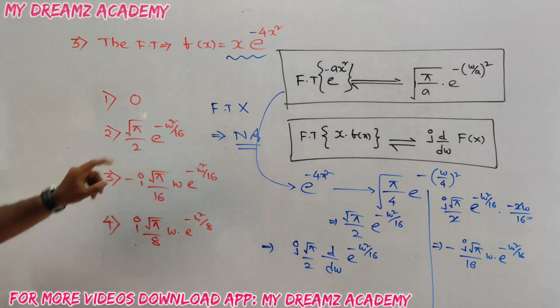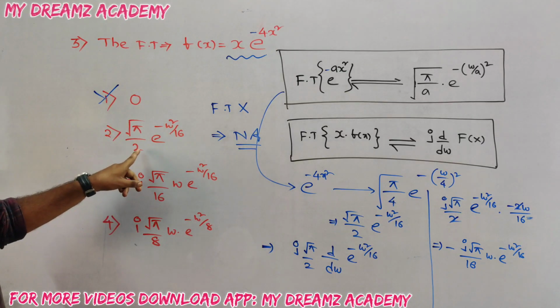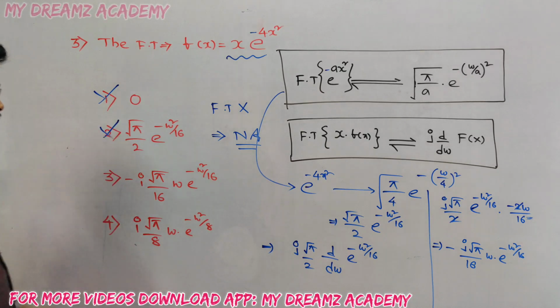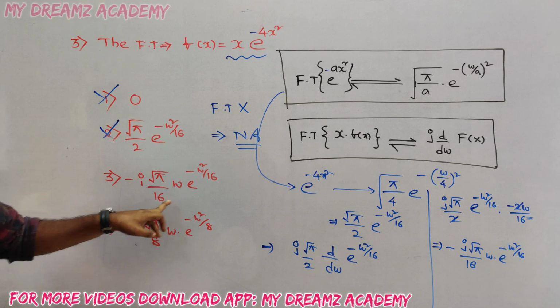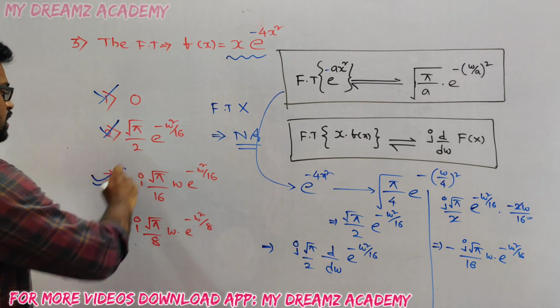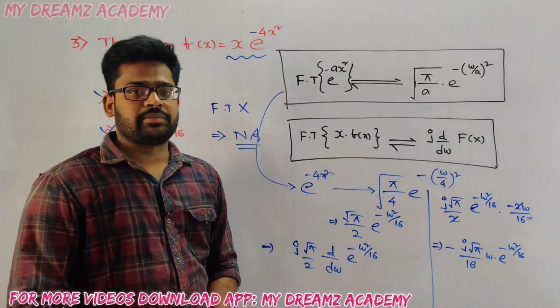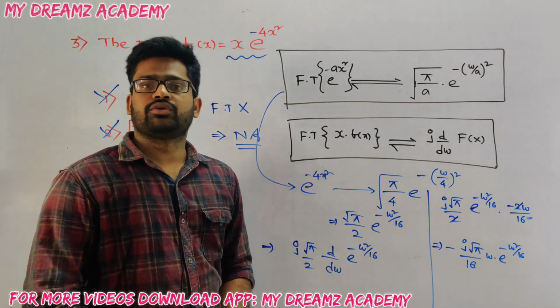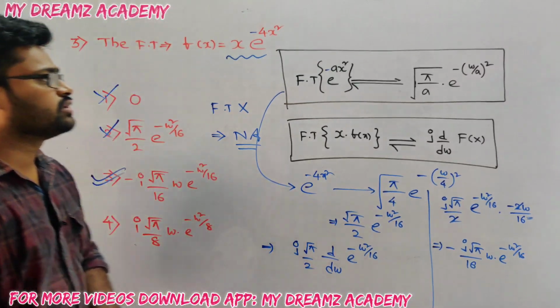Observe the options. This is 0, so wrong option. Under root of pi by 2, this is also wrong. Minus j under root of pi by 16 omega into e to the power of minus omega square by 16, so the third option is correct. So we need to know the properties of Fourier transform in order to solve this question. If you don't know the properties of Fourier transform, you cannot solve this question.